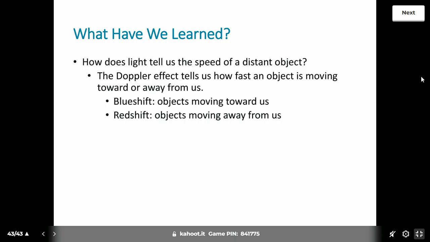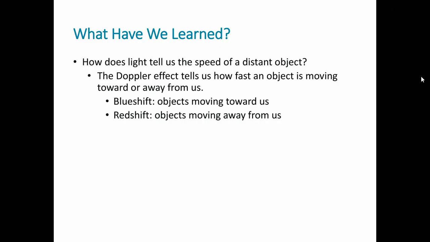And then again, if we study the spectrum of objects out in space, if the spectrum is blue shifted, that object is moving towards us, or if the spectrum is red shifted, then it's moving away from us.